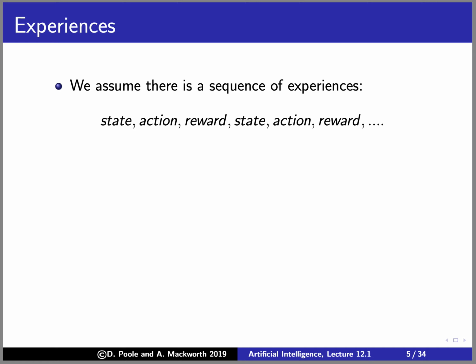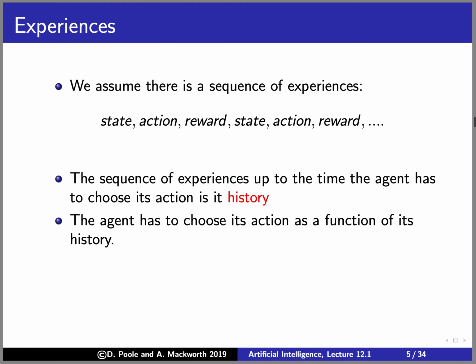The idea we're building on is the idea of a sequence of experiences. This is what the agent gets to observe. The agent gets to observe a state. It was in a state, it carried out an action, it received reward and has entered a new state. It carries out a new action, receives a reward and then is in a new state, and so forth, and it keeps going on. The sequence of experiences, these state, action, reward sequences, up to the time the agent has to choose its action is called its history. So the history of an agent is the state, action, reward, until now. And the agent has to choose its action as a function of this history.